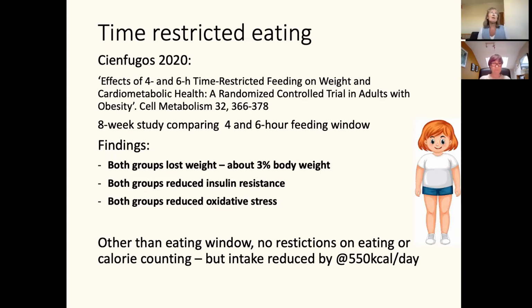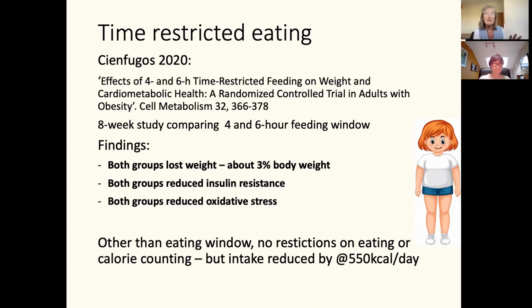And they looked at the impact of those two options on both weight and cardiometabolic health in a trial, which is again very recently being published. This was an 8-week study, and they compared those two feeding windows, and they found that both groups lost weight in that 8 weeks of about 3% of body weight, which is quite a good amount of weight to lose in 2 months. Both groups reduced insulin resistance, and both groups reduced oxidative stress.